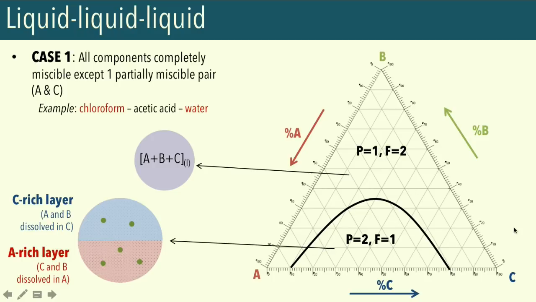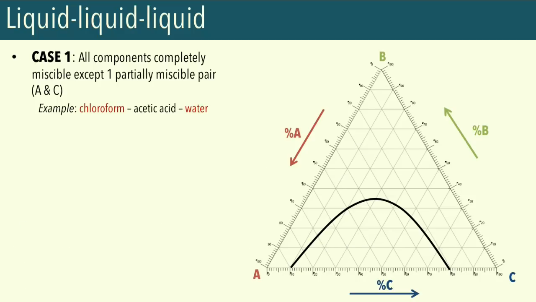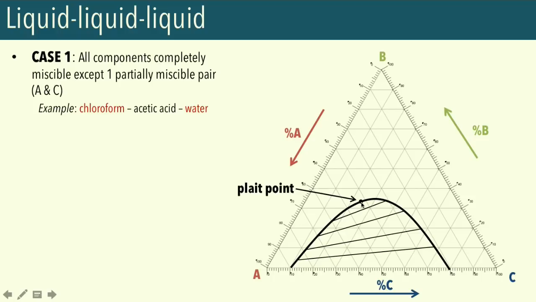Okay, so actually these tie lines are going to be experimentally determined. Our tie lines are going to be as follows. We have a bunch of lines that are not parallel to one another, and ultimately they're going to meet at a certain point over here, and this point is called your plate point.